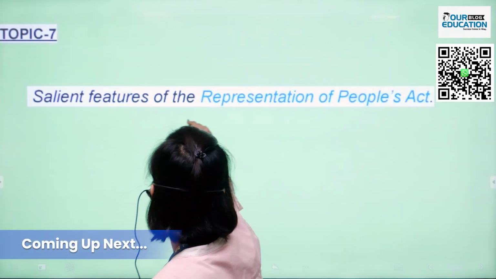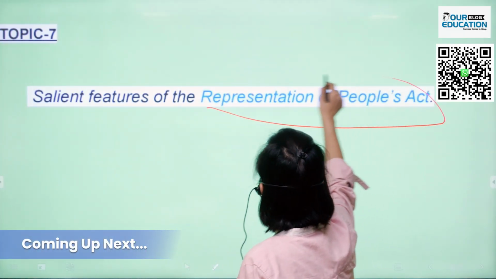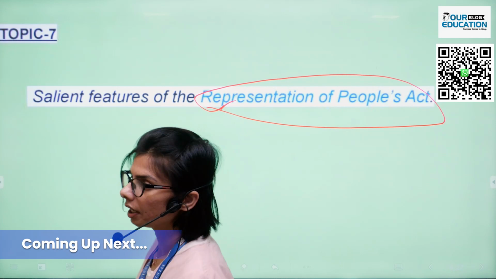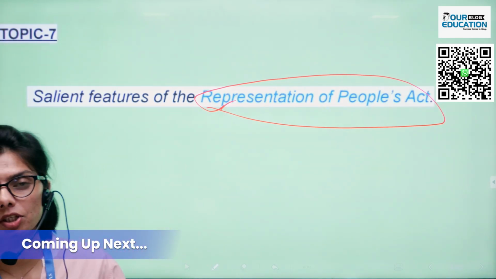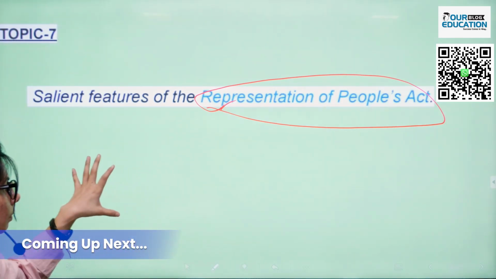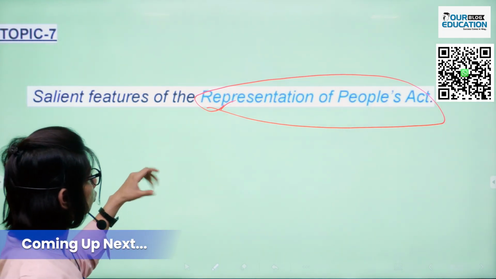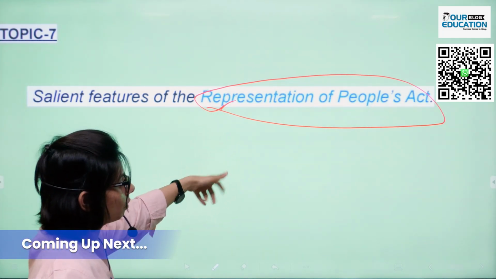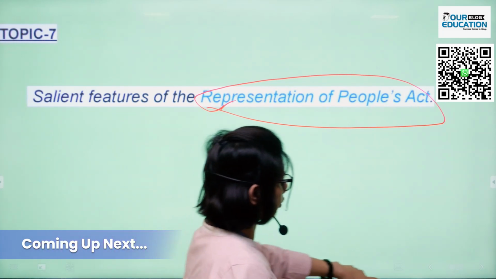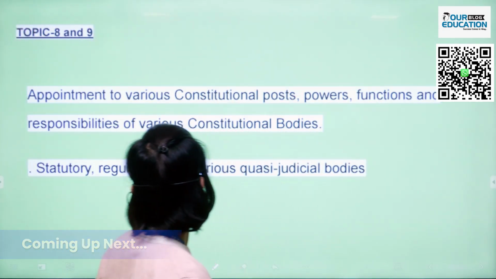Next, salient features of the Representation of the People Act. If you look at the previous year questions, this topic comes up every 2 to 3 years. So this act is very important, and you should make your notes on it accordingly.